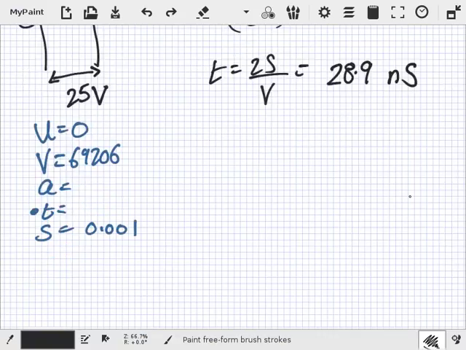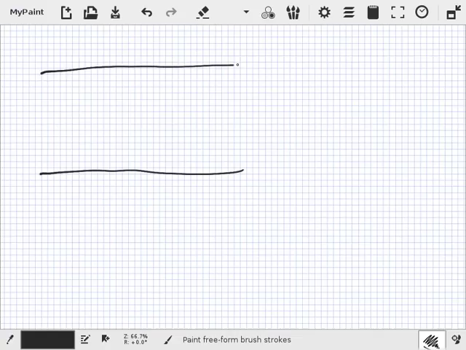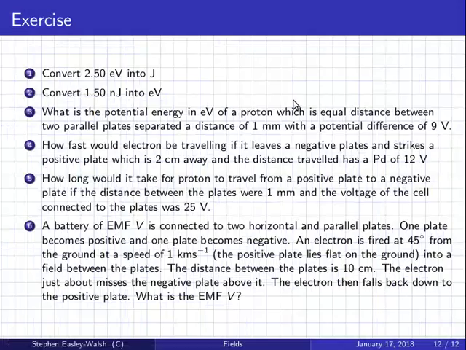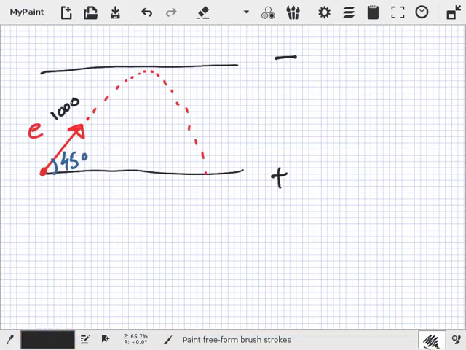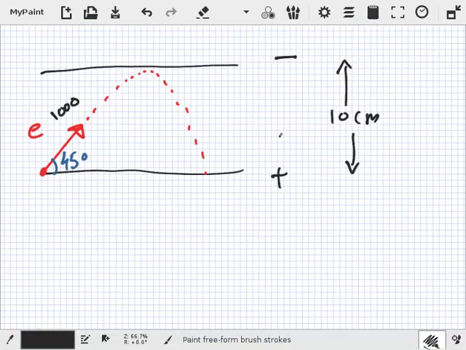Yep. The last one was quite hard, and there was a mistake in my question, as I was saying last time. So what I wanted was a picture like this. This is positive, this is negative, and what you have here is an electron which is fired. It just about misses that plate and comes back down. This angle here is 45 degrees, and it's fired at 1,000 meters per second, and the distance between the plates here is 10 centimeters. And my question is, what's the voltage? Right, so yeah, quite hard.